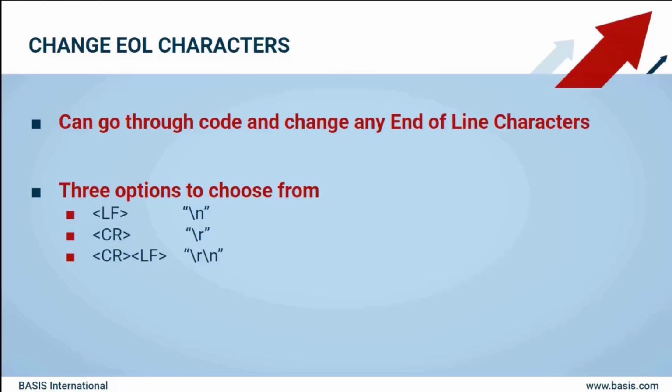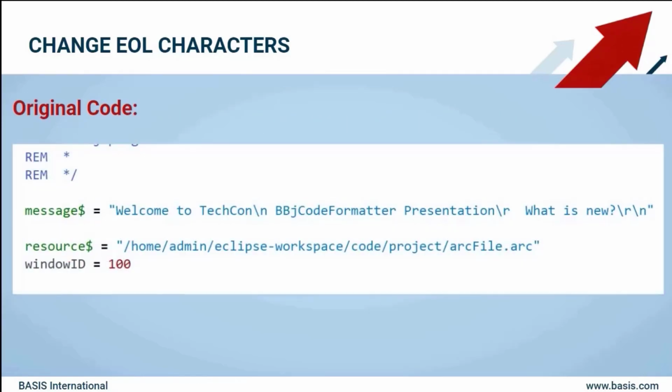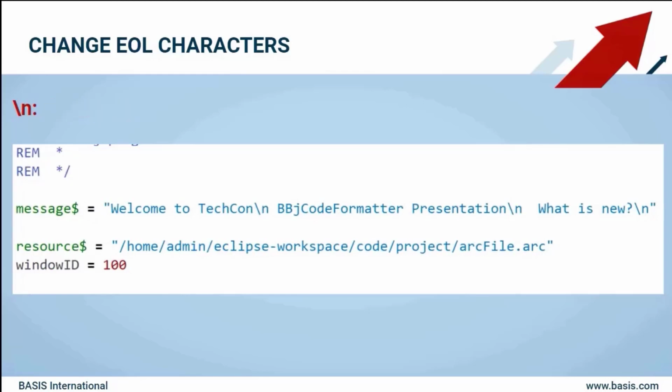and replace them. Let's take a look at an example. The message line contains three end-of-line characters. There's a \n, a \r, and a combination \r\n. Let's see what happens when we enable end-of-line character replacement. If we choose the line feed character and run the BBj code formatter, you will notice that all of the end-of-line characters have been replaced with \n, and the rest of the code of the line has remained unchanged.